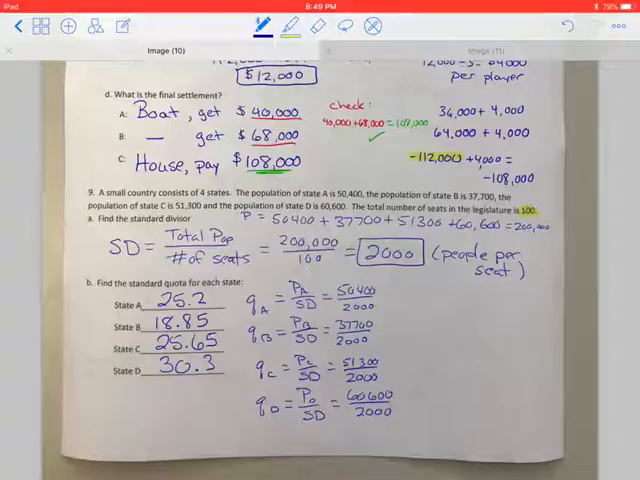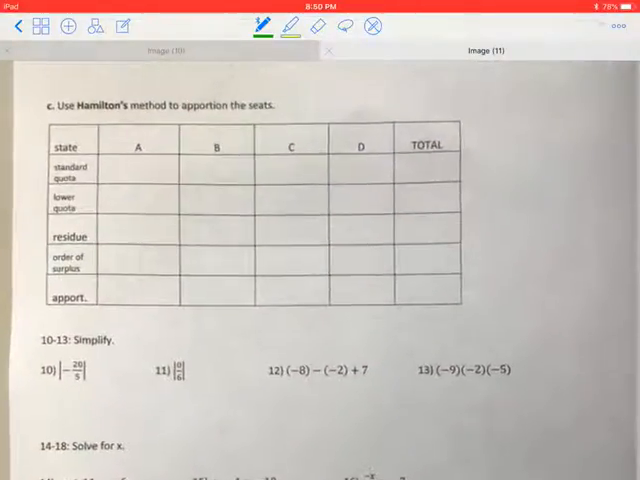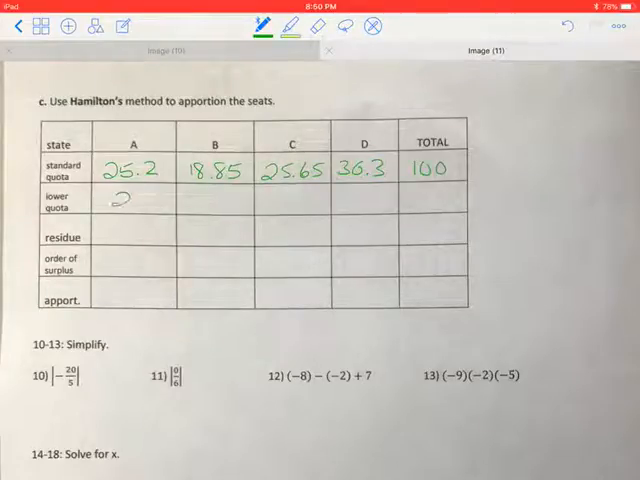Now we're going to take these answers and use them on the next page for part C. So let me switch over to that. Okay, it says use the Hamilton method to apportion the seats. So we're going to take our answers from the previous page: 25.2, 18.85, 25.65, and 30.3. If I add all those together, it should come out to be the 100 seats. Right, so now we're going to use the Hamilton method to split this up.